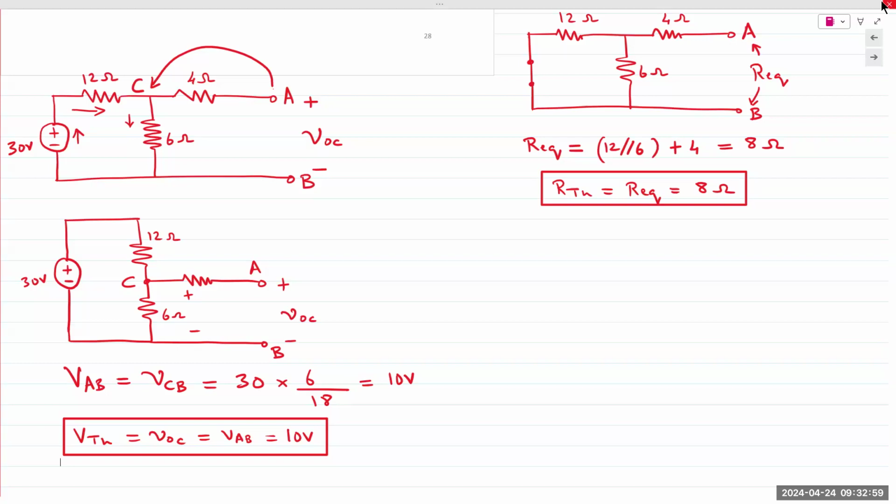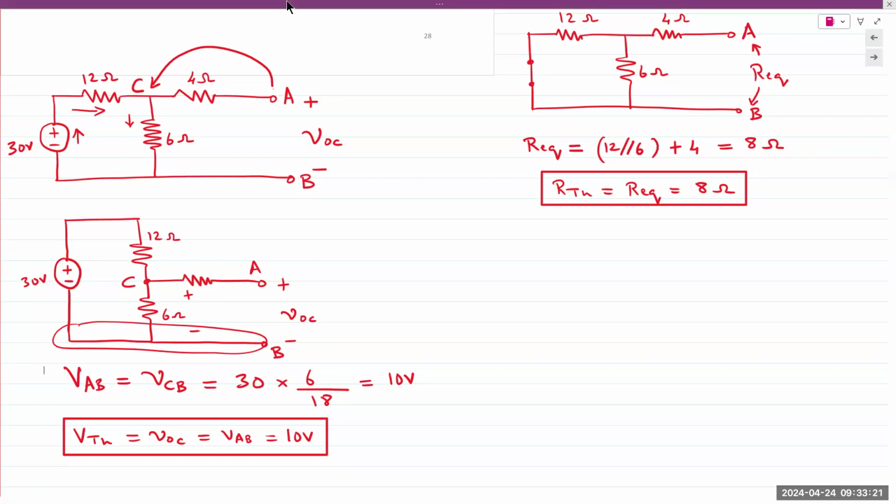We can state that VAB is VCB because B is the common node for everything. B is where we are measuring Thevenin voltage. B is where the 6 ohm resistor is connected. B is also where the power supply voltage is connected. Because B is common to that circuit connection, we can apply voltage division and solve it. In a different circuit, the connection might be different, then we would use a different technique. Shall we move on? All right.